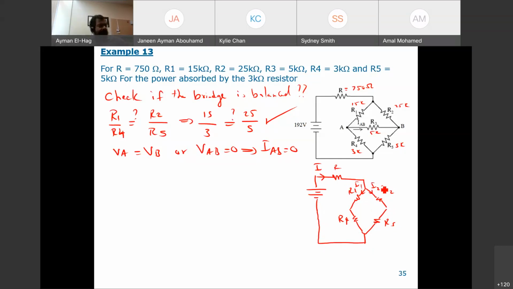So we will do something similar to what we did in the previous example. First, I will find the equivalent resistance, find I, then this current I will be used with current division to find the current in I1 or I2. Now, the power absorbed by R4 is the current that goes here, I squared times R. Okay? So let's find the equivalent resistance.